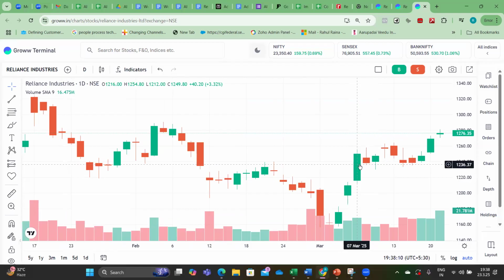O means open price for Reliance on that particular day. Okay. H means what was the high price of Reliance on that particular day. Okay. L means what was the lowest price for Reliance on that particular day. C means what was the closing price of Reliance on that particular day. Clear?